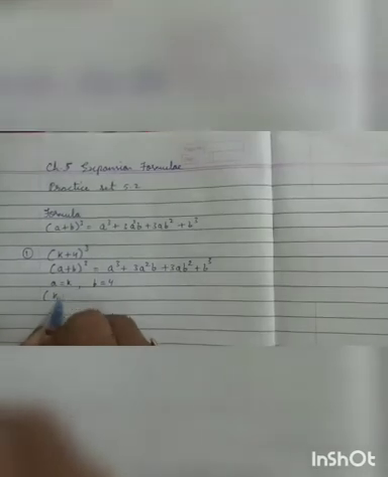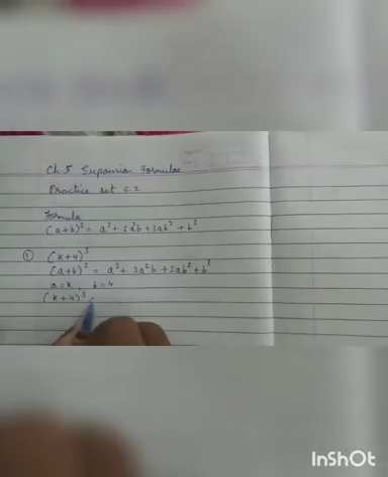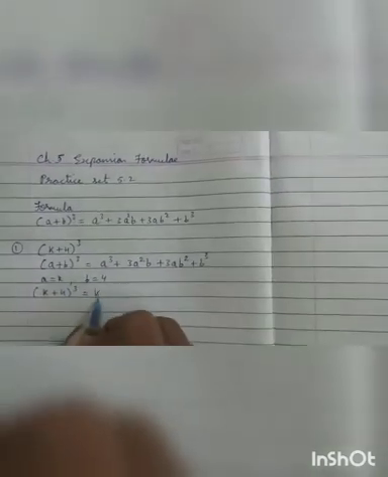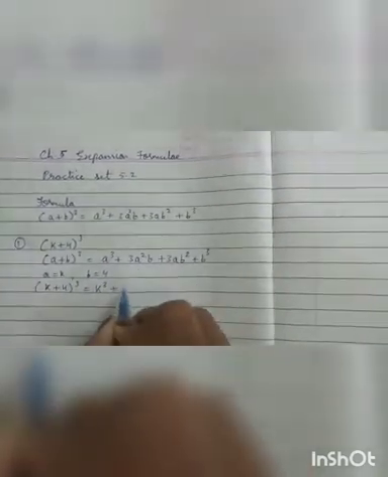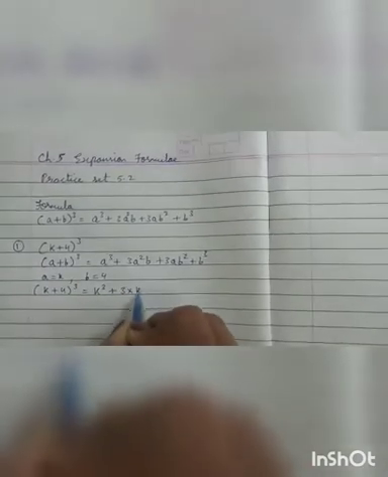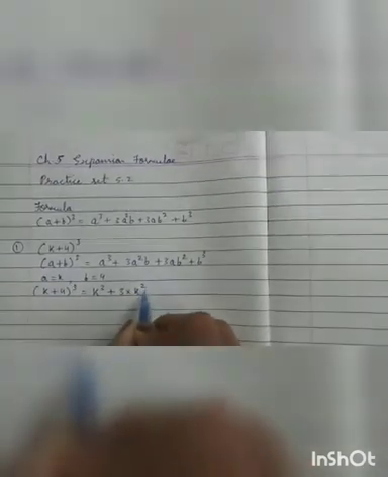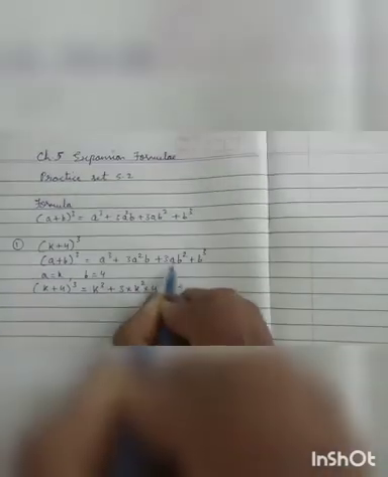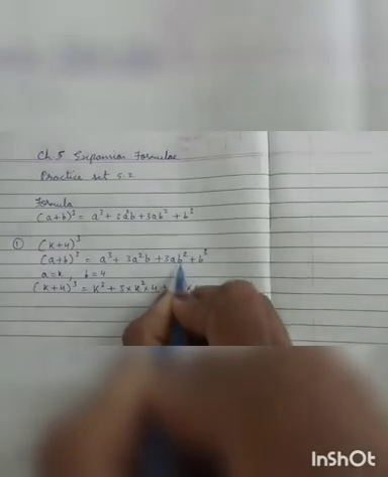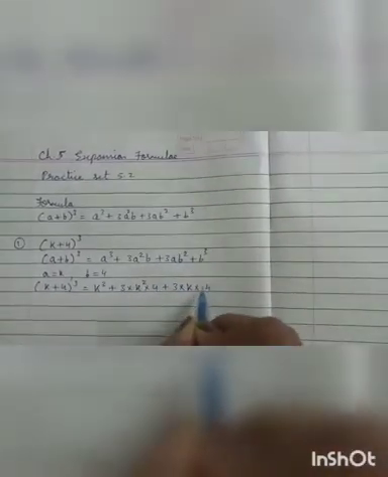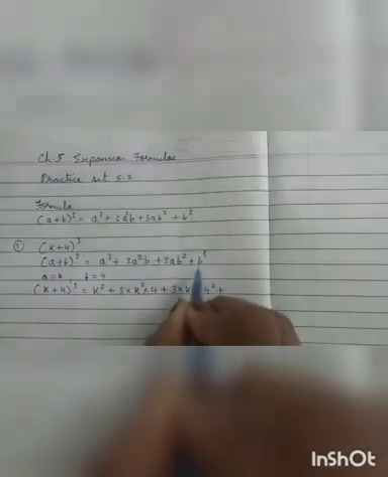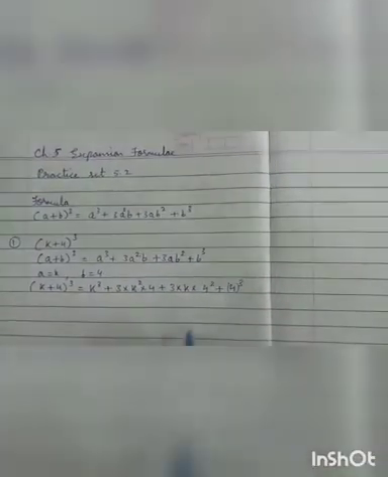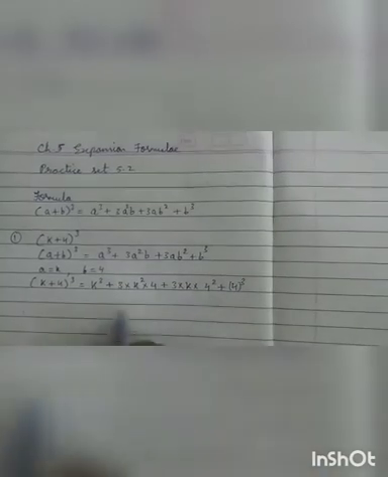So we have (k + 4)^3 equals a^3. A's value is k, so it will be k^3, plus 3 into, again a is k, so a^2 means k^2, into b is 4, plus 3 into, again a is k, into b is 4, so 4^2, plus again b^3, so 4^3. After substituting the values we have to solve them.